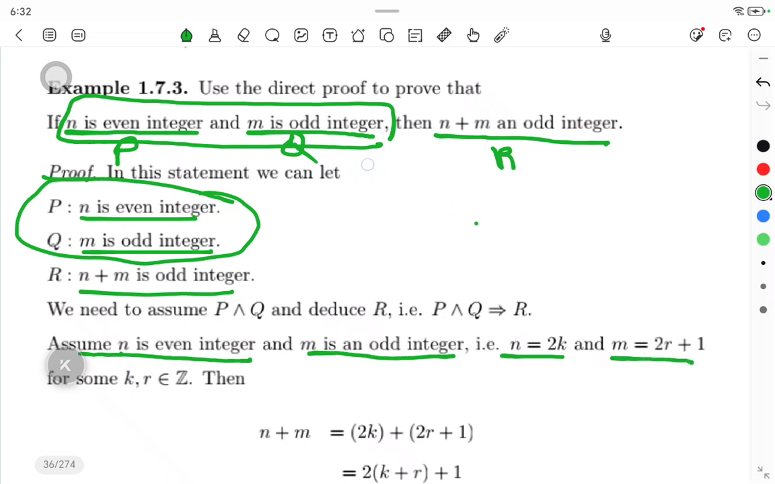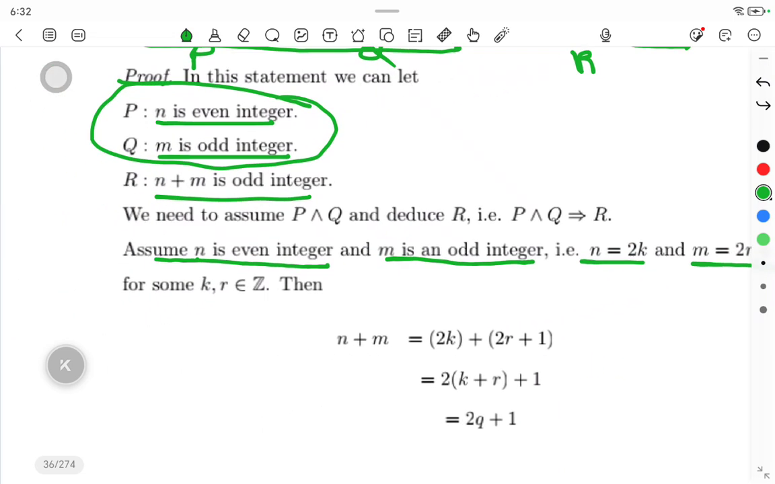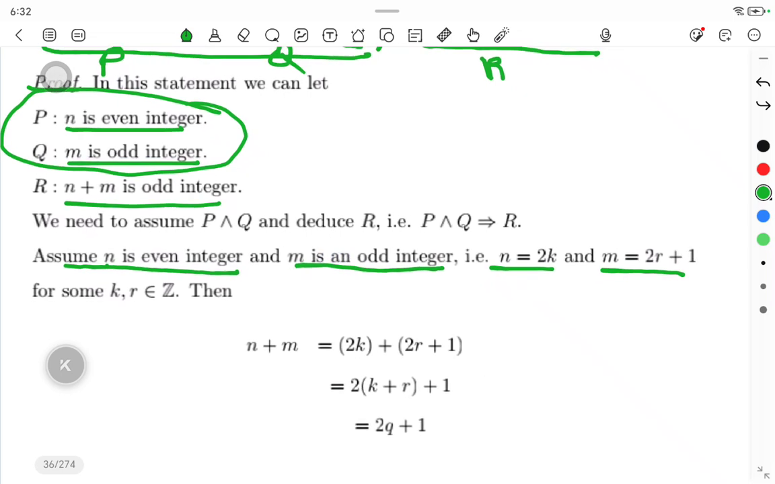The reason why I want to consider this example before I give you that one to write is because if we check here, we've used k as a constant, but on the second one we can't use k because we've already used it. You see right now? So from here, we are going to say what k and r are: for some k and r elements of an integer. After that we say then.